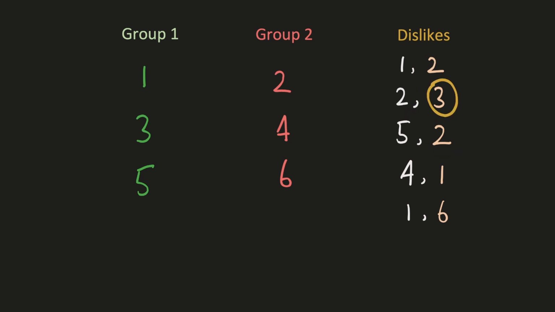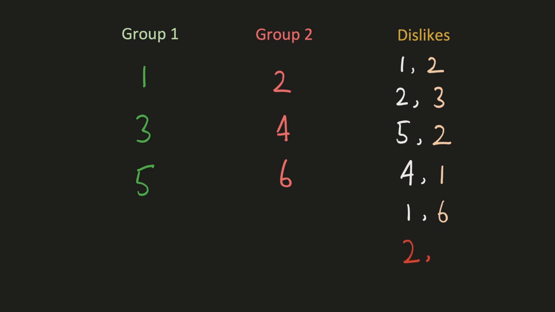Let's repeat this process for person 3. Person 3 and person 2 have to belong to two different groups. Person 3 is already green and person 2 is already red, so there is no contradiction. Now we'll do the same thing for person 4. Person 4 and person 1 have to belong to different groups, which is indeed the case, so there is no contradiction. Similarly, person 5 and person 2 have to belong to different groups, which is indeed the case. And finally, person 6 and person 1 have to belong to different groups, which is indeed the case. So we were able to divide these people into two groups without any contradictions.